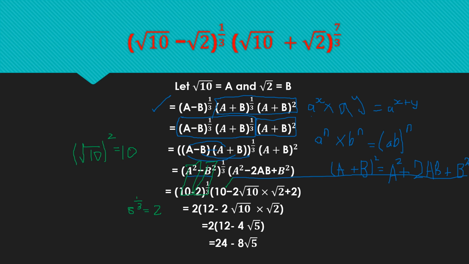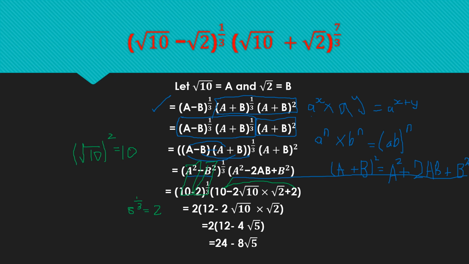Where did I get 12 from? I got it from here, this 10 and this 2. So 12 minus 2 root 10 times root 2. So that is equal to 2 bracket 12 minus 4 root 5, which is equal to 24 minus 8 root 5.